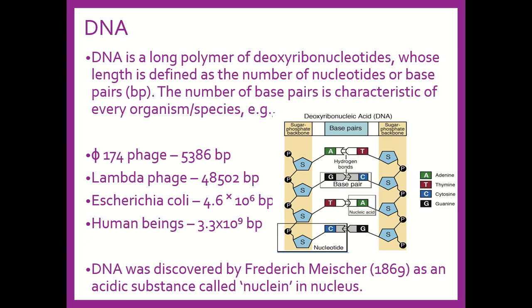5174 Phage, it contains 5386 base pairs. Then lambda Phage, it has 48502 base pairs. Escherichia coli, it contains 4.6 into 10 raised to the power 6 base pairs. Human beings, in the haploid number set, we have 3.3 into 10 raised to the power 9 base pairs. Now DNA was discovered by Frederick Miescher in 1869 as an acidic substance in the nucleus. He called it nuclein.